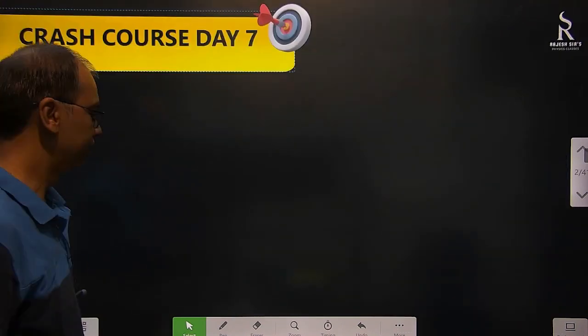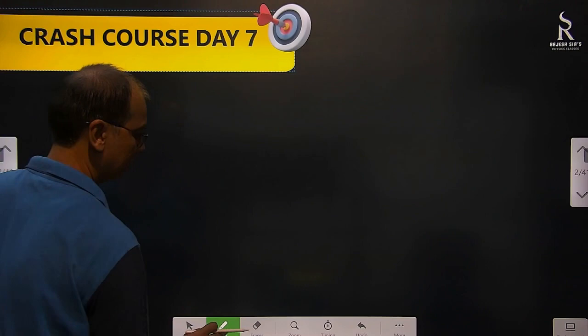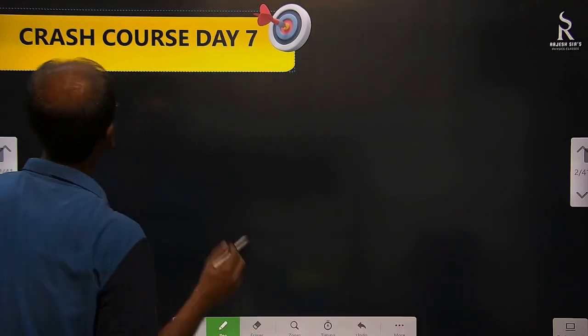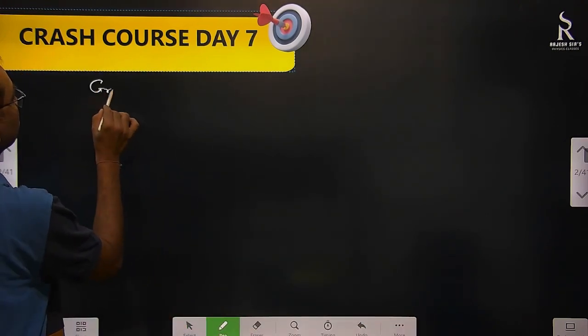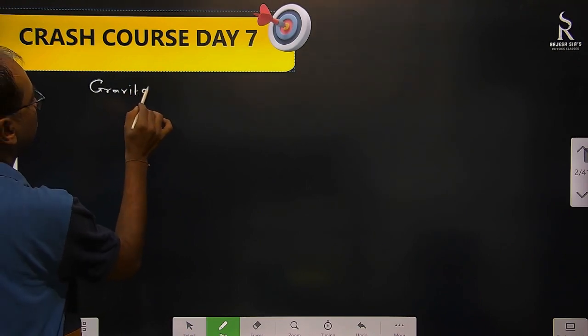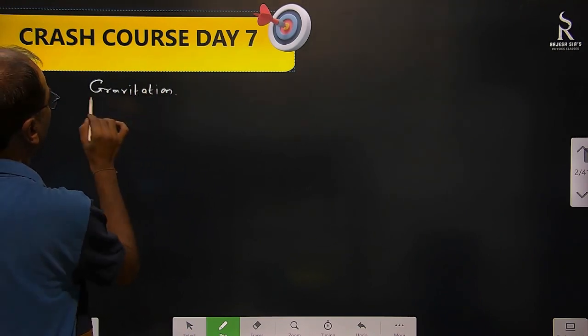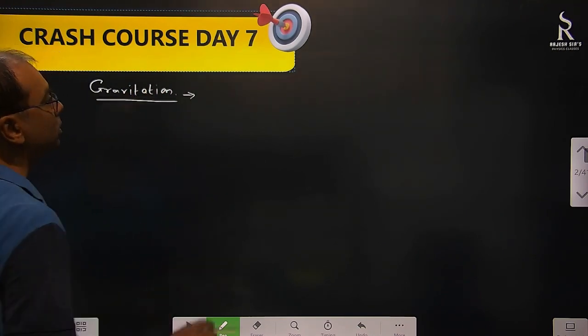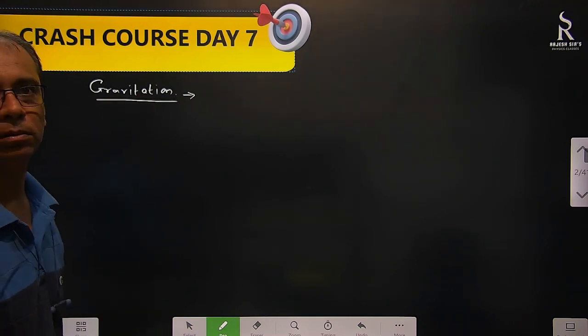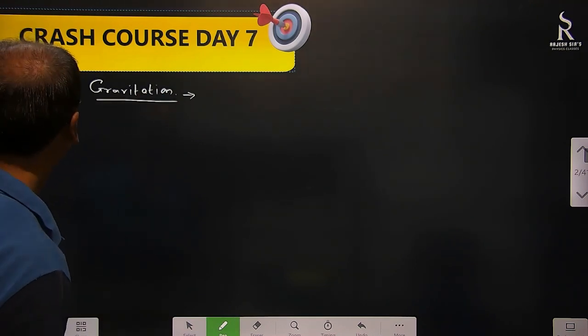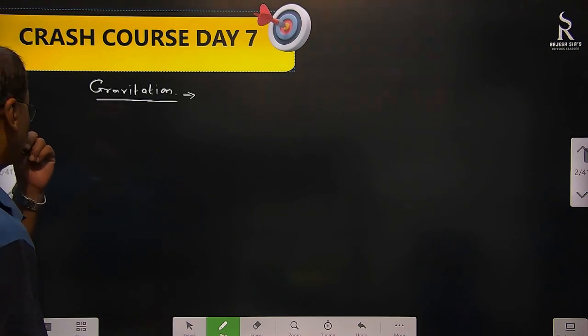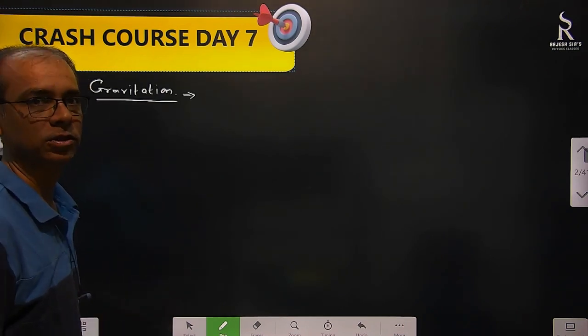So, day 7. And on day 7, we are starting gravitation. Important chapter. You can expect at least 2 questions from this chapter. So gravitation is important. And in gravitation, what are we starting with? We are starting with Kepler's law.